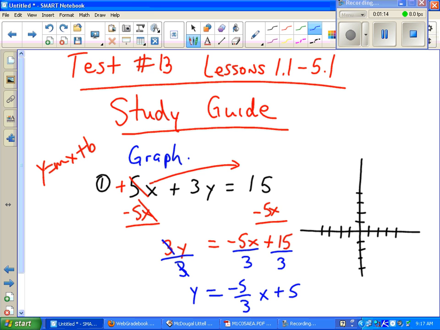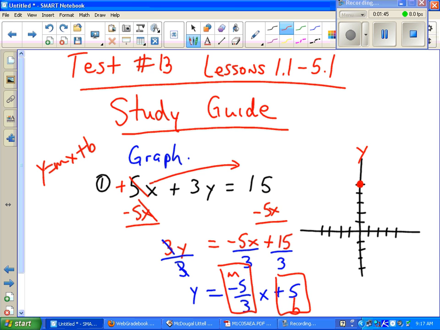Now what we have is mx plus b, where m is our slope and b is our y-intercept. B tells you where to start when you're talking about graphing. So we need to start at the number 5. On your y-axis, remember, it looks like a capital Y. So count up 1, 2, 3, 4, 5 is where you put your first point. That's where b tells you where to begin.